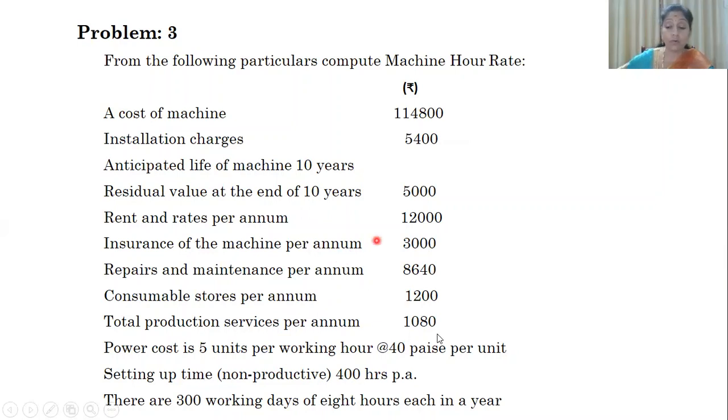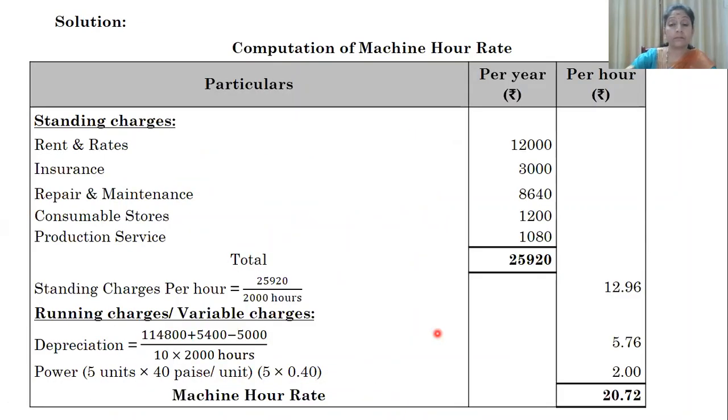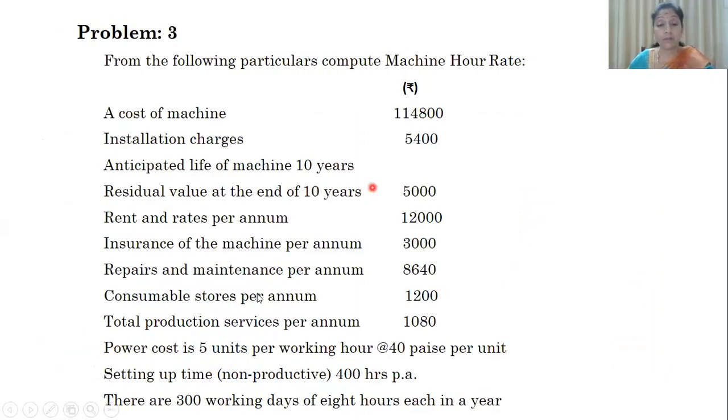See, we have to write the computation of machine hour rate. We have to draw columns: first column particulars, second column per year, next per hour. Why are we writing per year here? See, everything is given in year. Then lastly, we add all the standing charges, then we will convert it into per hour.